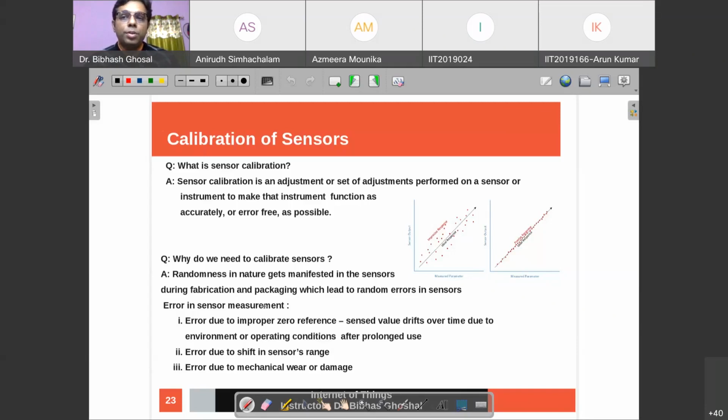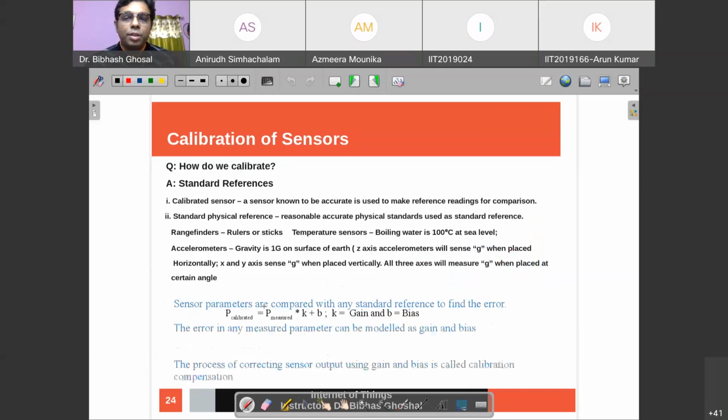But that does not happen because in many cases, due to prolonged use, the sensors start deviating from their actual value, or in some cases there is some mechanical damage due to which the sensor does not work properly, or some imperfect zero referencing was done. So all these can be factors that cause the sensor to give incorrect results, due to which one has to calibrate them, and calibration is nothing but finding out what the actual result is, finding out what the sensor is delivering, and accordingly adjusting the value given by the sensor.